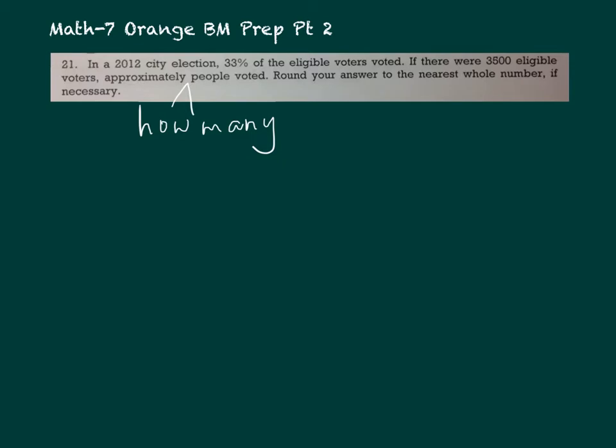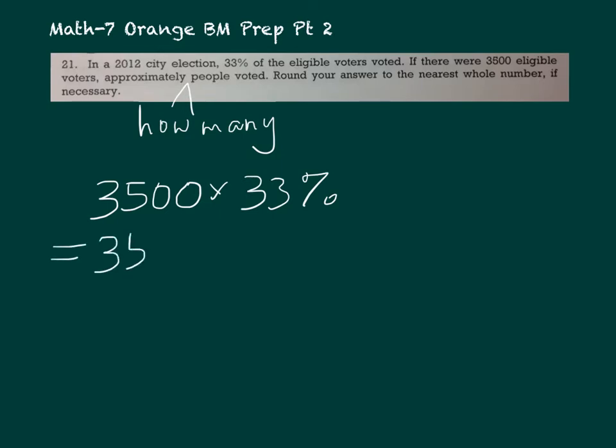Okay, so I'll help you start this problem. There were 3,500 voters, and then 33% of them voted. So you have to find how many of them actually voted. So you just have to do 3,500 times 33%. But you remember your percentage from 6th grade, you can't multiply percent directly. You always have to change the percent to decimal in order for you to multiply. So this is 3,500 times 0.33. Okay, so you multiply.